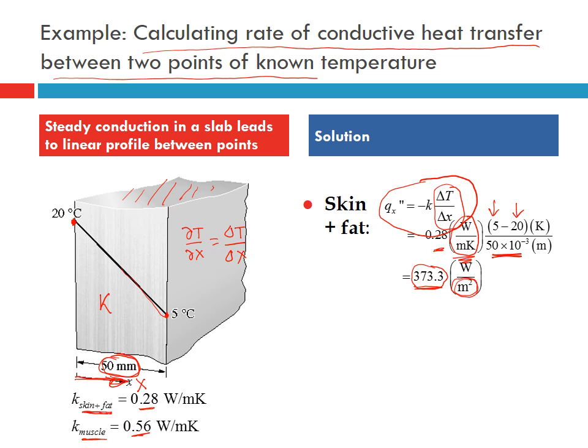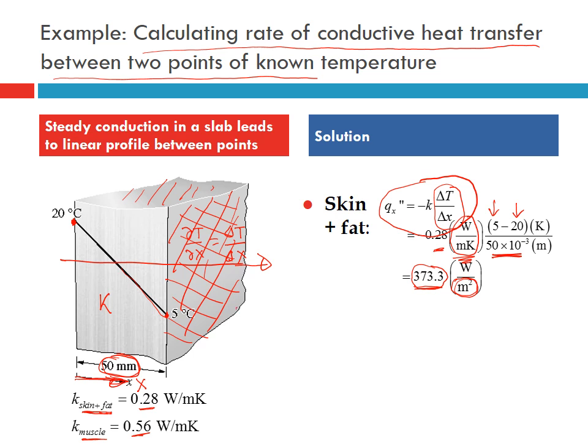So which area is this? This is the area here. It's over this meter square per unit of that area. So heat is flowing this way, but per unit area the value is here.